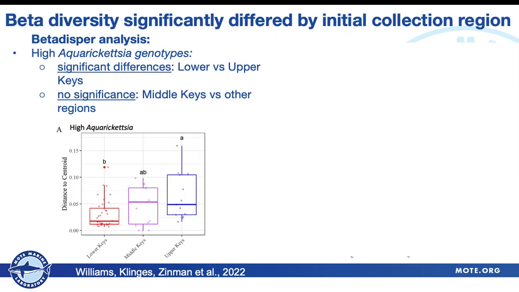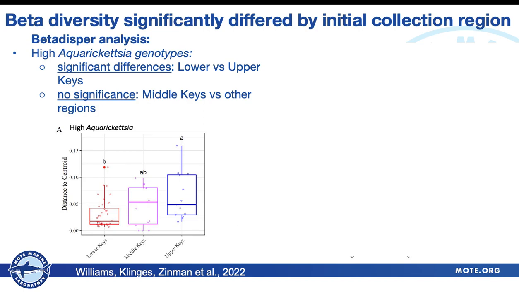So we decided to further back up our beta diversity findings with the betadisper function in R, which calculates the multivariate homogeneity of dispersion of our Bray-Curtis distances. So basically, it looks at dispersion, or the variation in microbiomes. The higher the dispersion, the bigger the diversity of microbiomes for that group, which is important because higher diversity is often linked with higher resilience. When we looked at our high Aquarickettsia genotypes, we found significant differences between the lower and upper Keys, but we did not find significance between the middle Keys and either of the other regions.